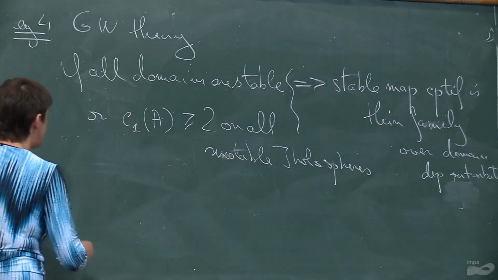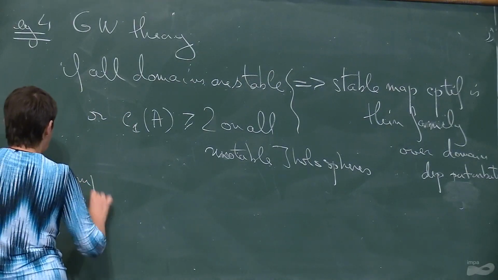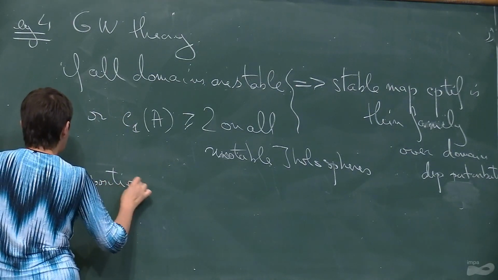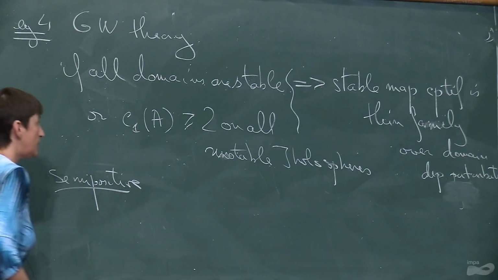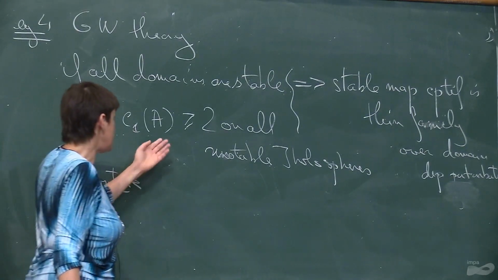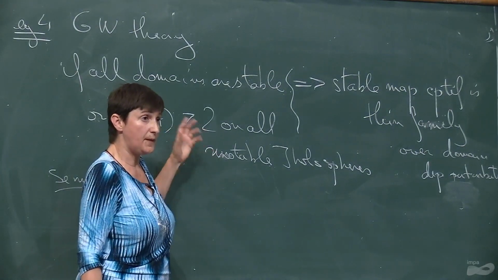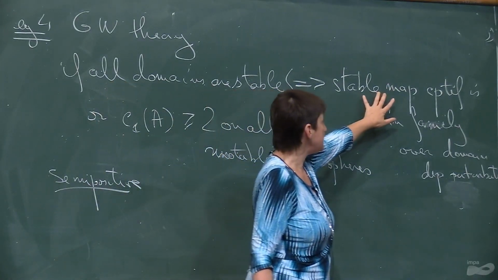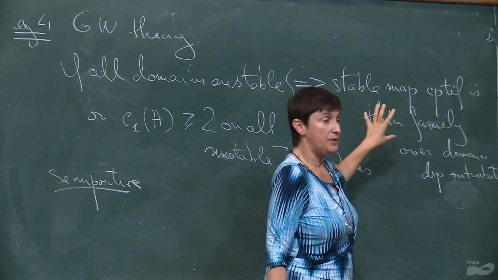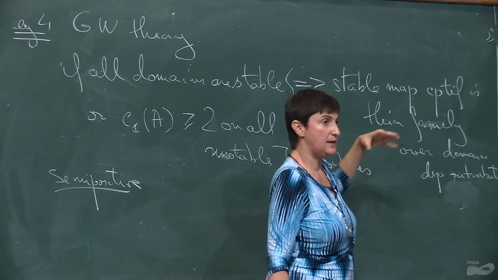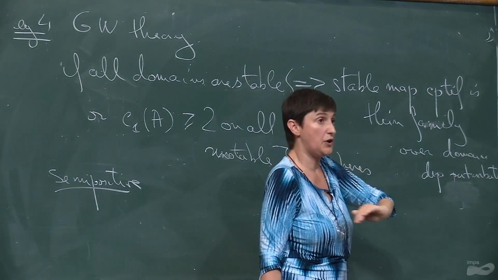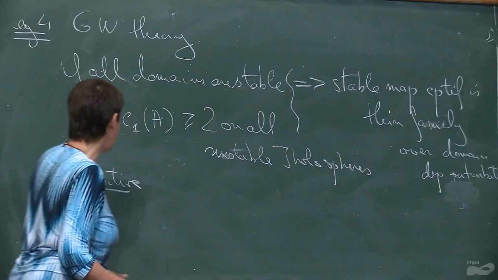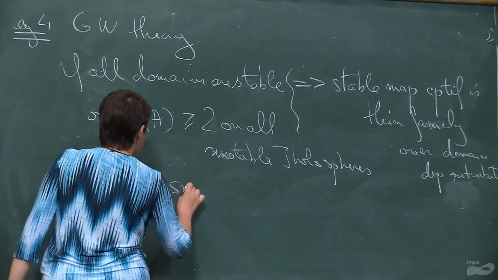Okay? If you want semi-positive, just for experts, which means c1 is greater than or equal to 0 on all such spheres, or otherwise very negative, you're not going to get the stable map compactification being thin, but you get a smaller compactification being thin that only sees the image of the curves, but not the maps. Okay? So there is a smaller compactification which is thin.